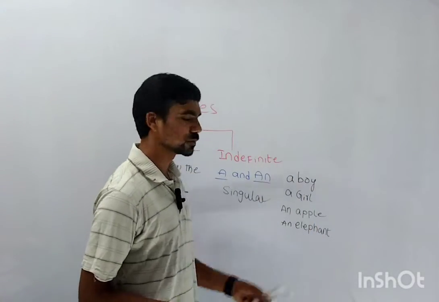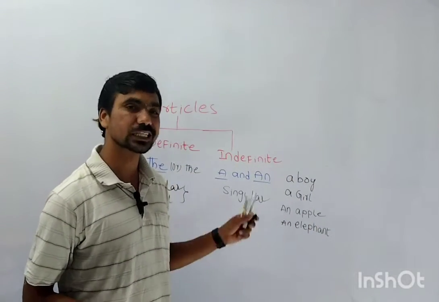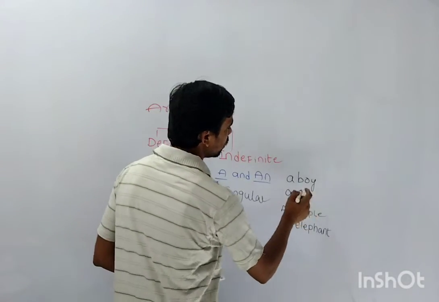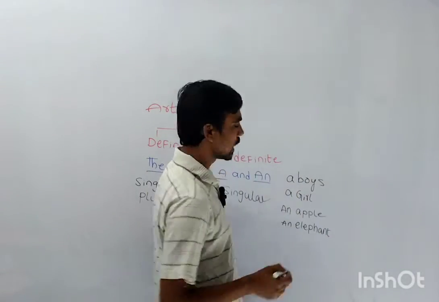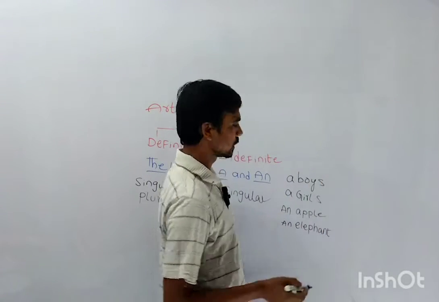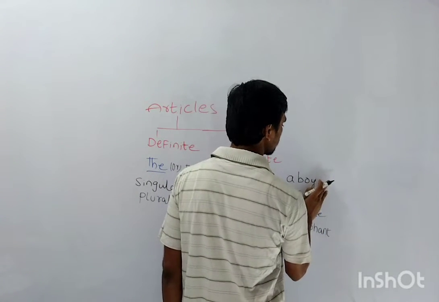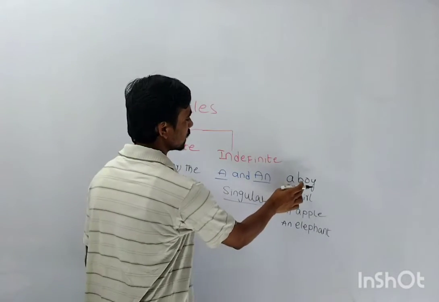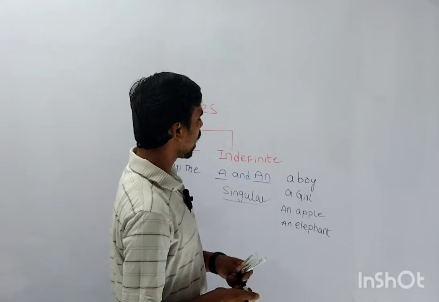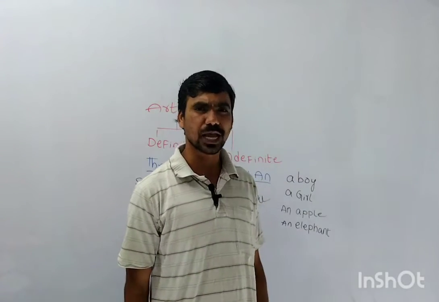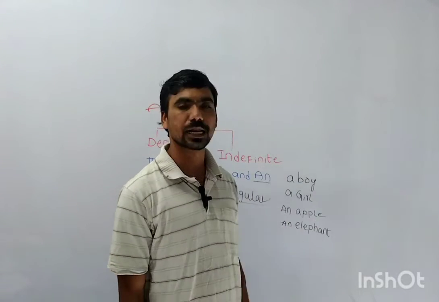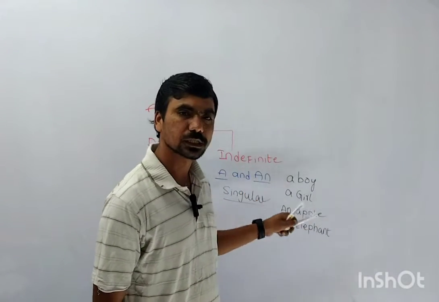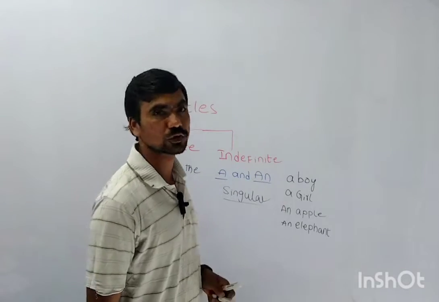But how do you know which to write? You need to understand the sound. Here I am not using boys, girls, or apples in the plural. Simply understand that we use these only with singular: a boy, a girl, an apple. I will give a hint, and then I will tell you how to learn it.